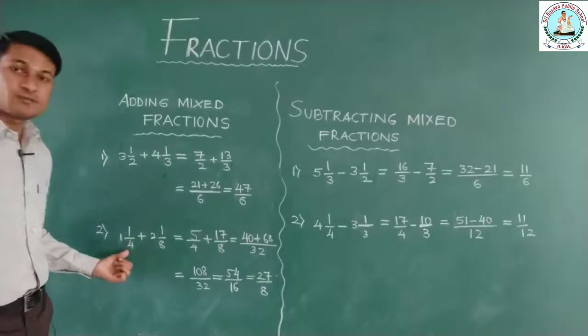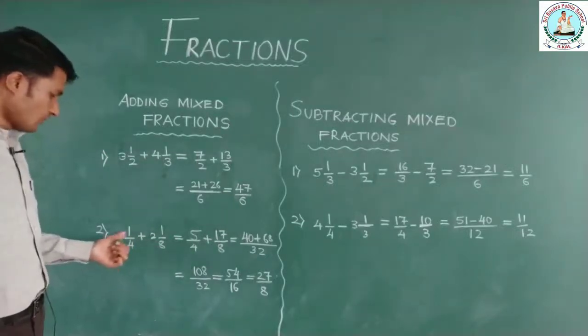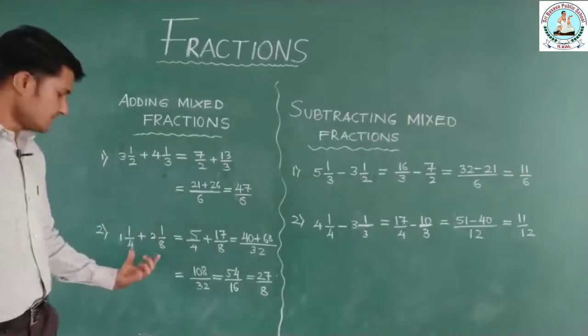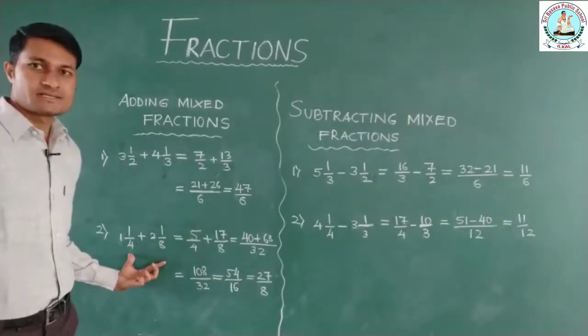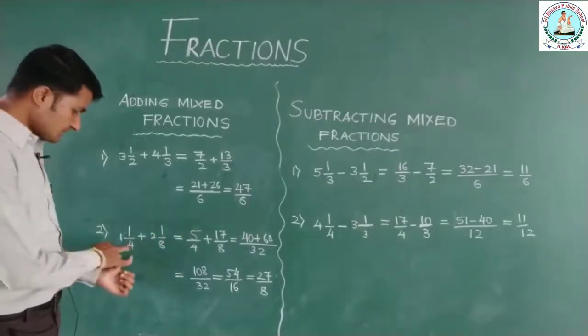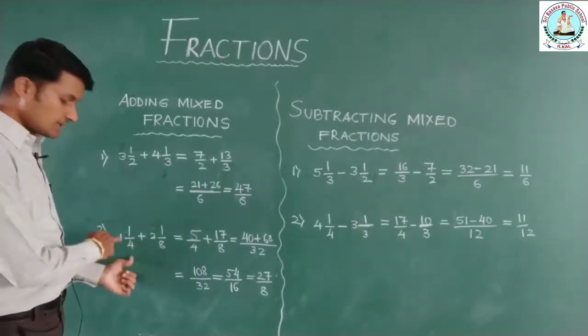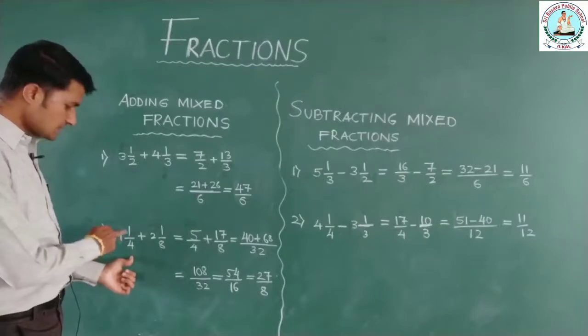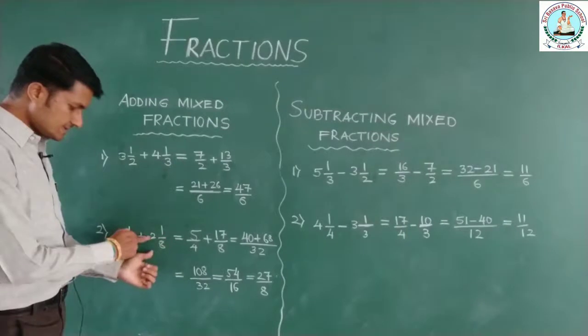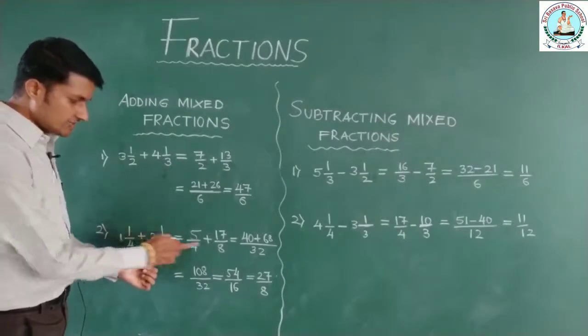Pretty cool. Let's go for the next, the second one: 1 1/4 plus 2 1/8. As I said, just convert both mixed fractions to improper fractions. Improper means just multiply this and this. 4 times 1 is 4, 4 plus 1 is 5, so 5 divided by 4. 8 2s are 16, 16 plus 1 is 17, so 17 divided by 8.